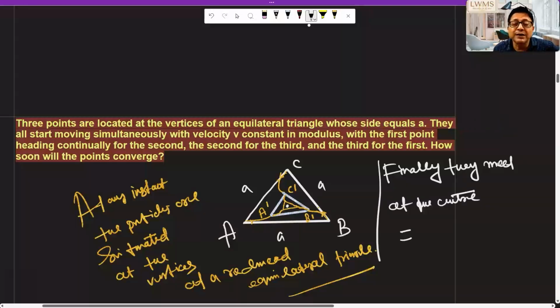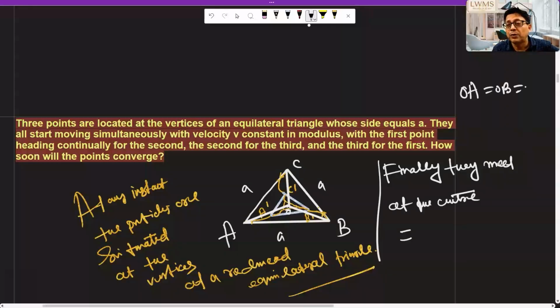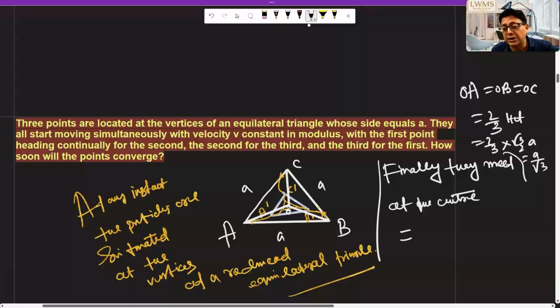So you need to find just the displacement. For A, displacement from A to O you need to find, or C to O, the meeting point, or B to O. Since this is an equilateral triangle, you have an advantage that OA, OB, OC all are equal. It is 2/3 of the height. Height is how much? √3 by 2 A. So this is going to be A by √3.